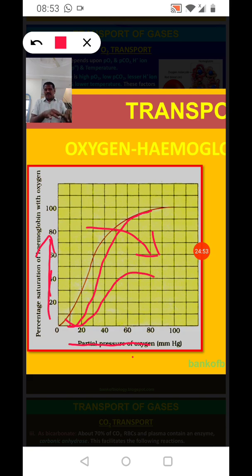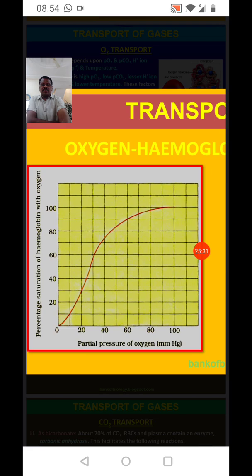In other words, we can also say that the place where the partial pressure of carbon dioxide is low, there hemoglobin combines with oxygen. The place where the partial pressure of carbon dioxide is high, there oxyhemoglobin dissociates into hemoglobin and oxygen. Right? I hope you understood this. This is the transport of oxygen.